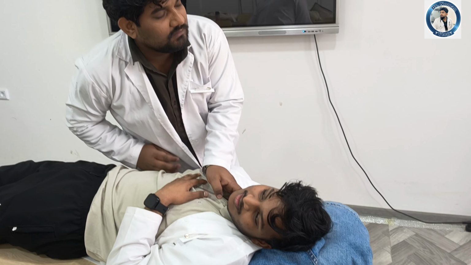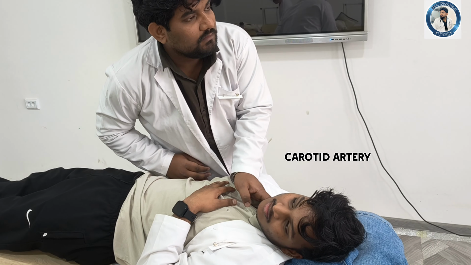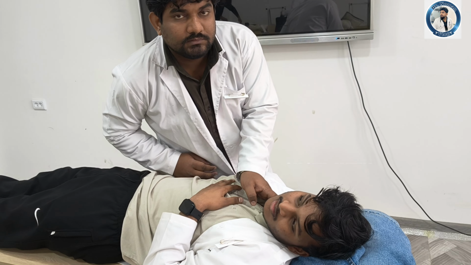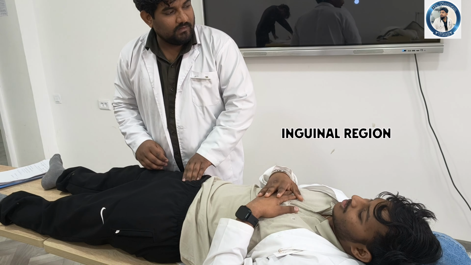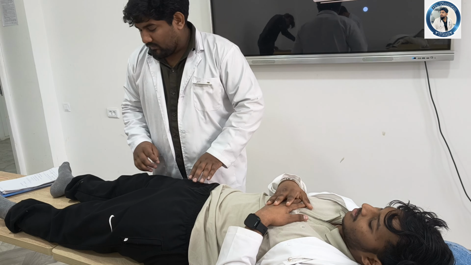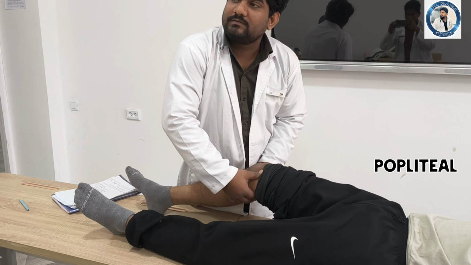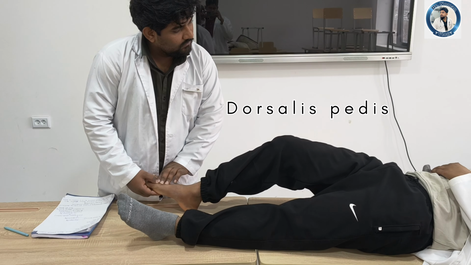Okay. So now guys, we are going to measure the pulse of the patient, and we will know about the sites from where we are going to measure the pulse of the patient. The first site is the wrist, the radial artery. The second one is around the neck, that is the carotid artery, and the third one is the inguinal region, and the fourth one is behind the knee, that is the popliteal, and the last one is the top of the foot, that is the dorsalis pedis.